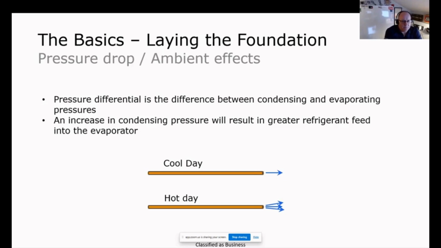So then thinking about the same thing regarding pressure drop and the ambient effects. Now, the pressure difference is the difference between condensing and evaporating pressures. If we have an increase in our condensing pressure, that results in a greater refrigerant feed through the evaporator. That's why we use things like head pressure control. So if we have a cool day, we don't move as much refrigerant. On a hot day, we move more refrigerant. That's why, as I said, we use head pressure control in a condenser.